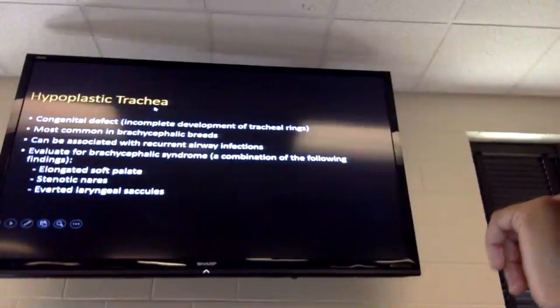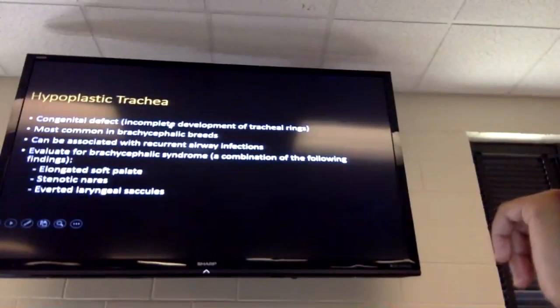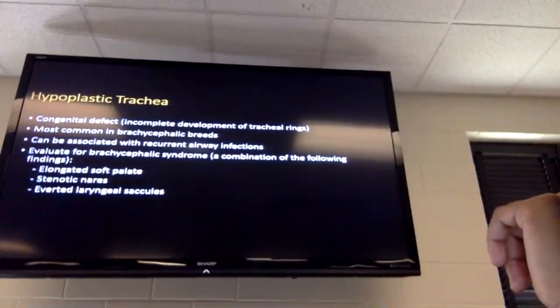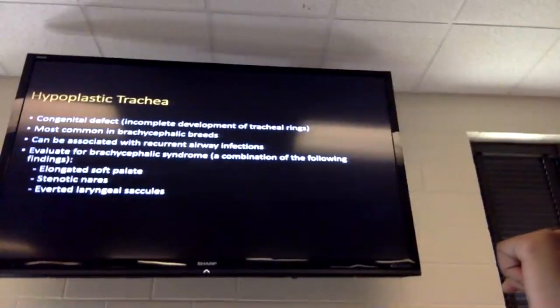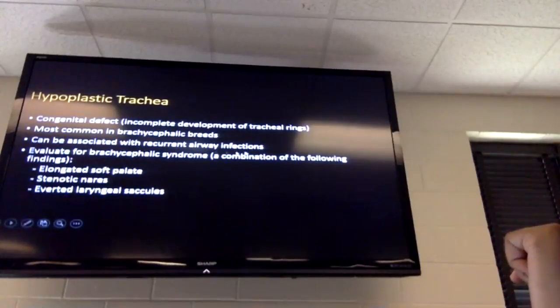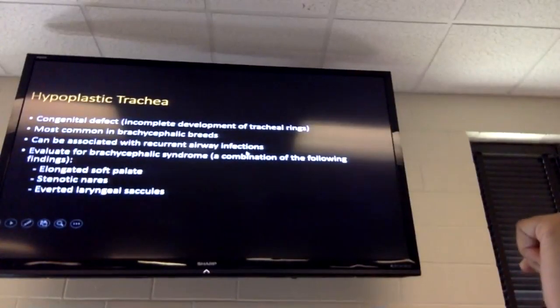Hypoplastic trachea, on the other hand, is something that you will see throughout the length of the trachea. So this is not focal. And this is a congenital defect, which is because of incomplete development of the tracheal rings or incomplete development of the trachealis muscle, which is the dorsal aspect of the trachea. And this can be associated with recurrent airway infections, and commonly this is part of the brachycephalic syndrome.